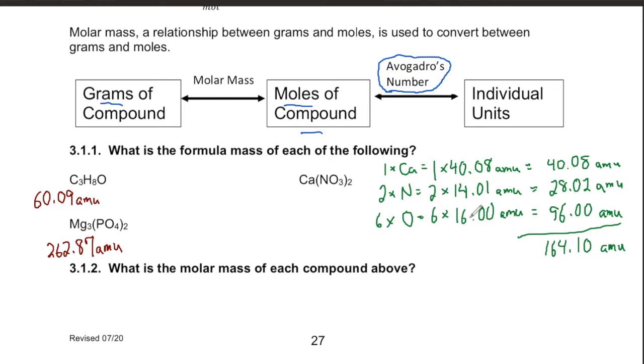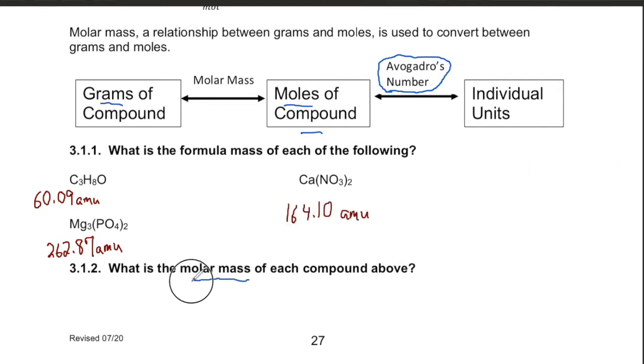So I add up this number of atomic masses, 1 calcium, 2 nitrogen, and 6 oxygen, and the total sum here is 164.10 AMU. So now the molar mass of each compound above is the mass you would have if you had a mole of each of these. 1 mole of this C3H8O molecule would weigh this number of grams. So the molar mass would be that same amount, 60.09, but it would be that many grams.